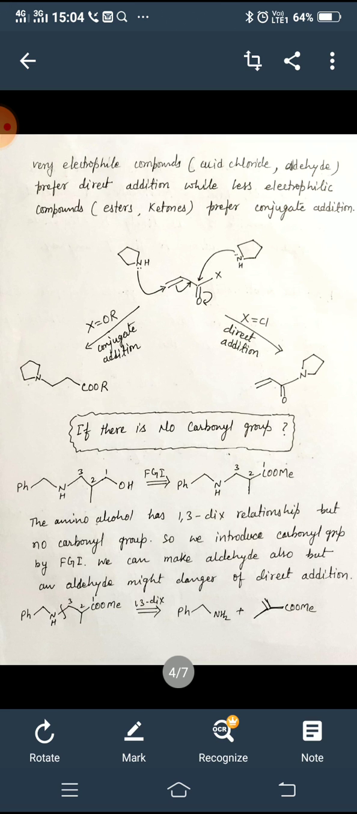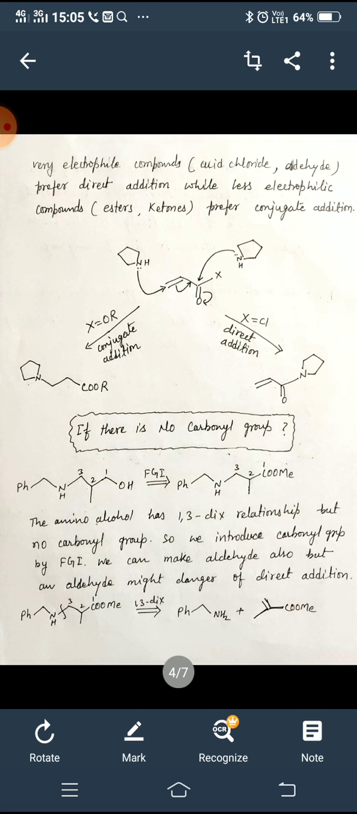disconnected, but before that we follow FGI, functional group interconversion, and this alcohol group converts into a carbonyl group. Because of the presence of the carbonyl group, the synthesis of the C-N bond is easy.